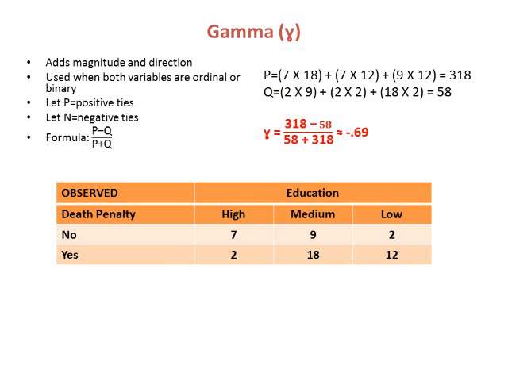Here the numbers for P and Q are plugged into the formula and we get a value of gamma that is approximately 0.69. Since this number is standardized, we conclude that we have a strong positive relationship between education and death penalty. This finding seems contrary to our theoretical hypothesis and what we saw eyeballing the table, but we need to recognize that the values for education are reversed, so the finding makes sense.